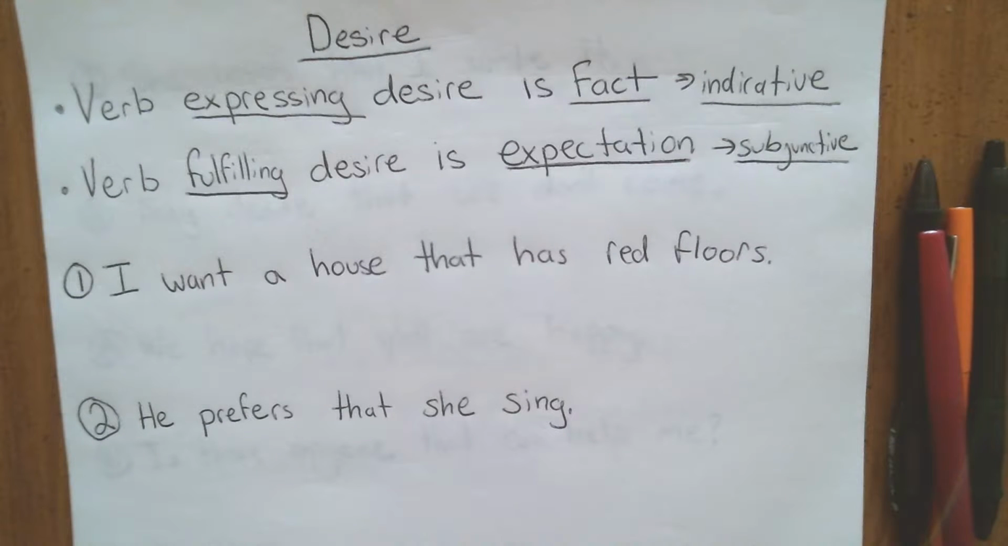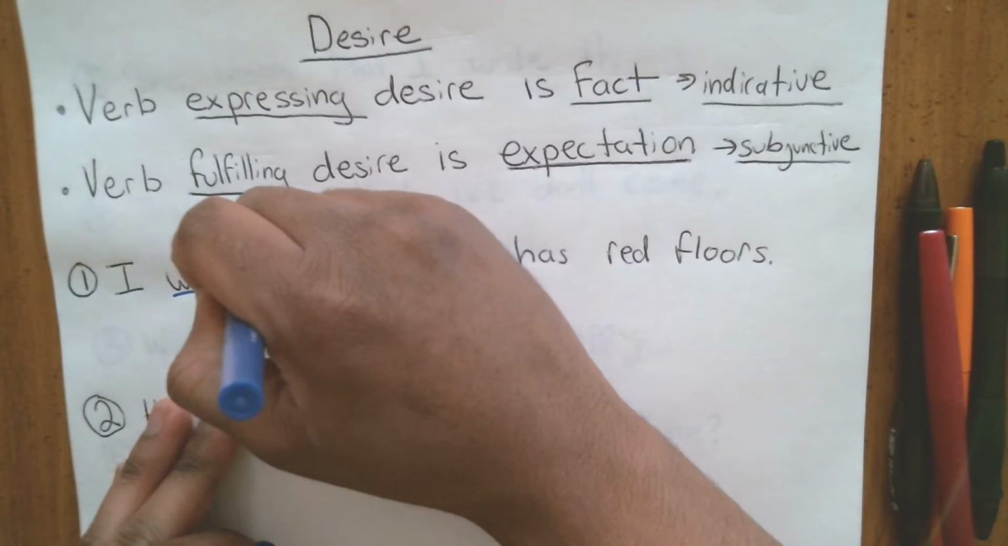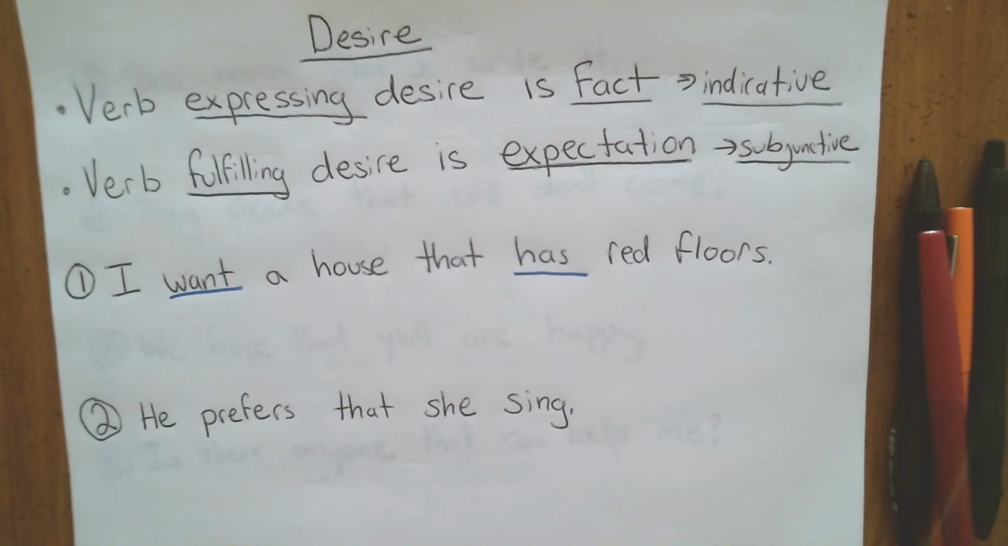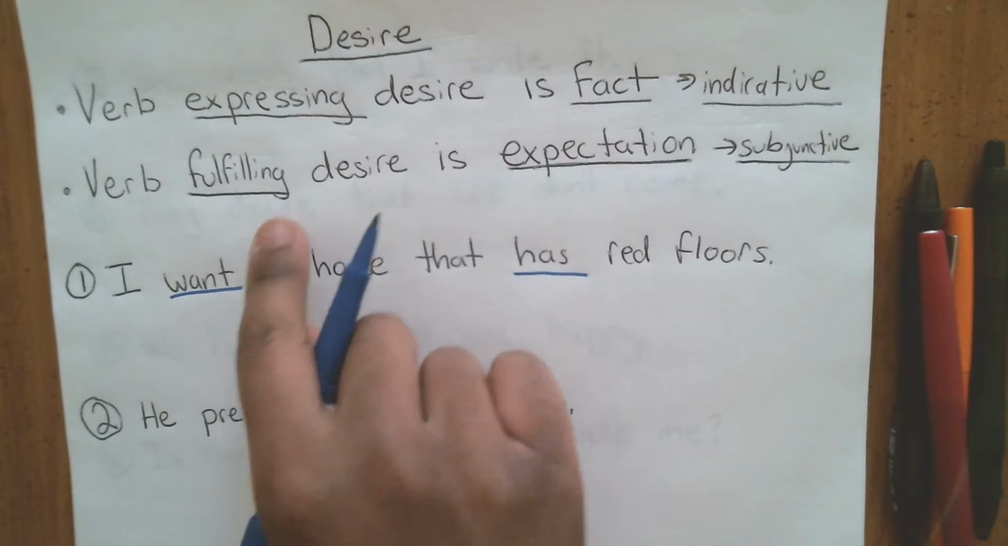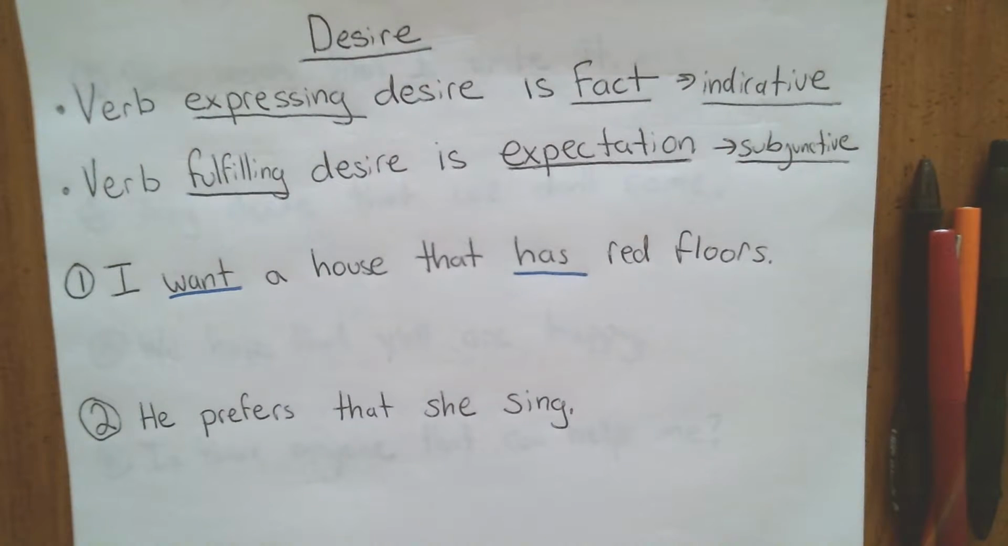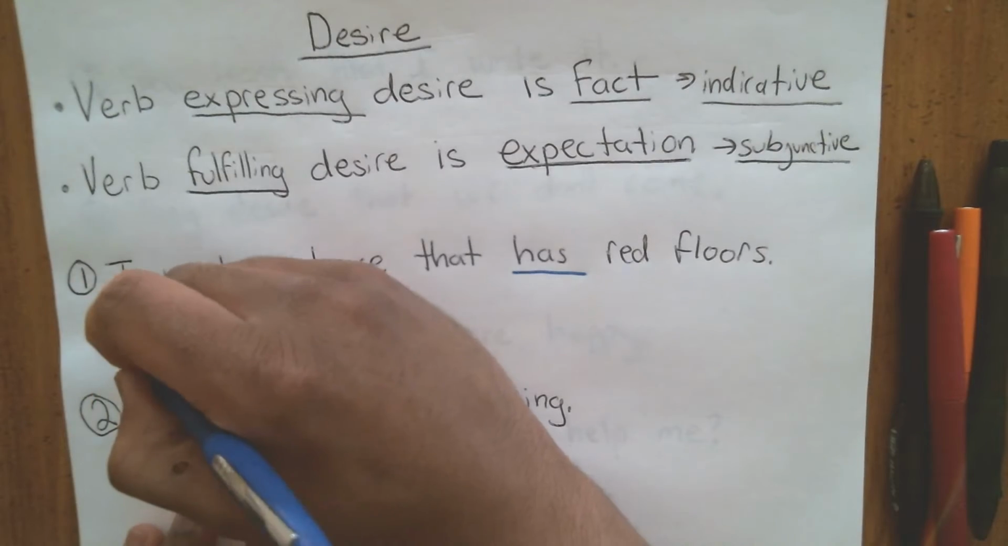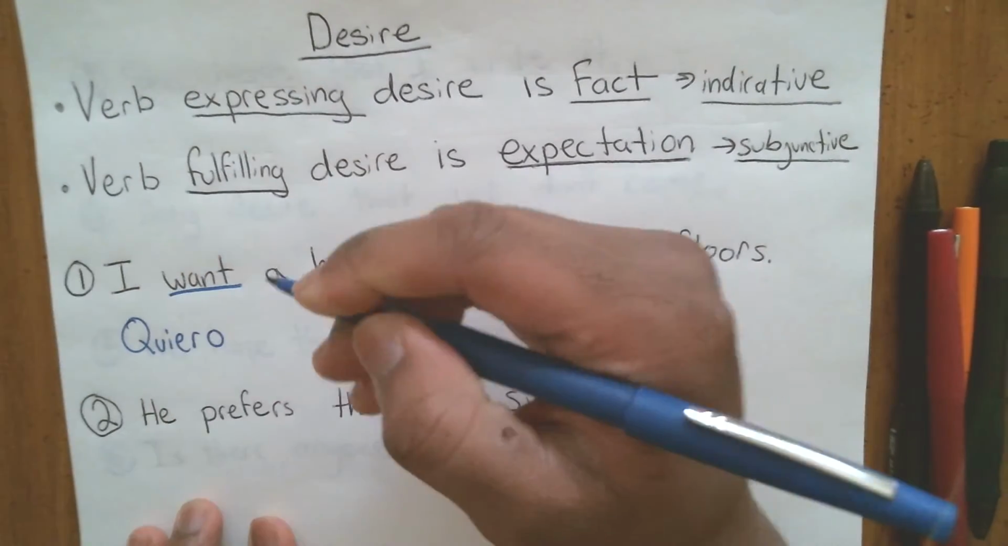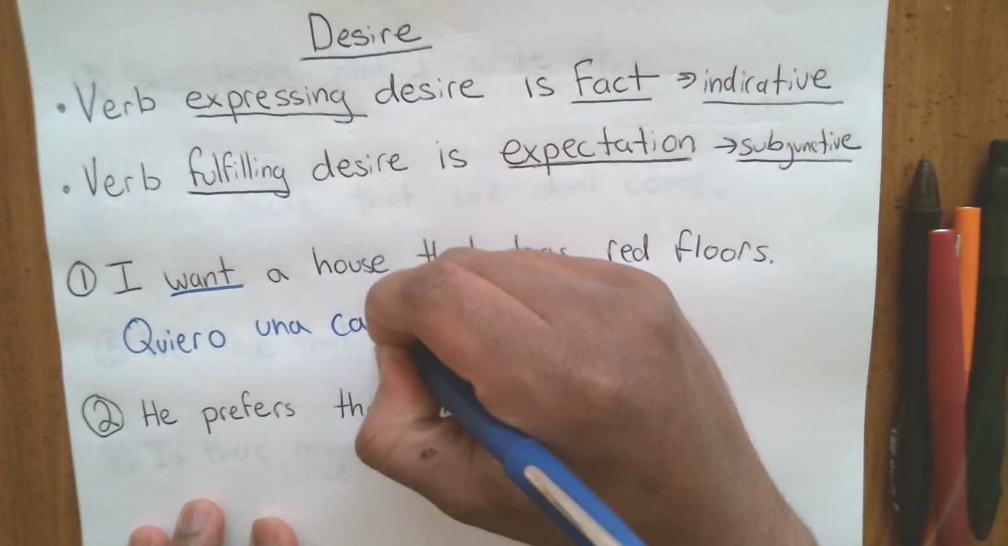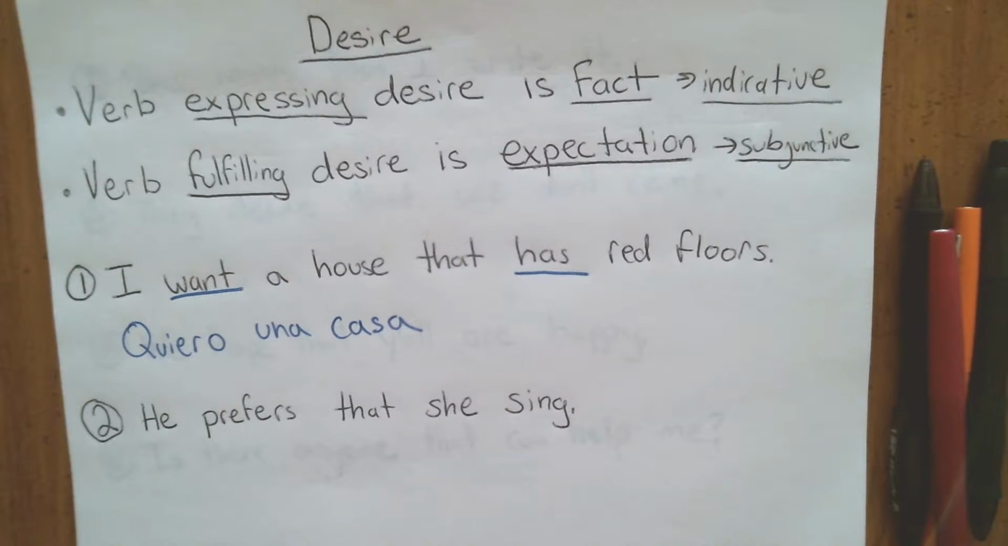And let's go over several examples here so I can really just flesh that out and tell you what I mean. In this statement, I want a house that has red floors. You have got 2 verbs in this sentence. You have the verb want and you have the verb has. Now, these 2 verbs are not being expressed in the same way. When you say you want a house, it's a fact. It is a fact that you want that house. Your desire is real. So that's why the verb that's expressing your desire is taken as fact, and you use the indicative. You say, quiero una casa.